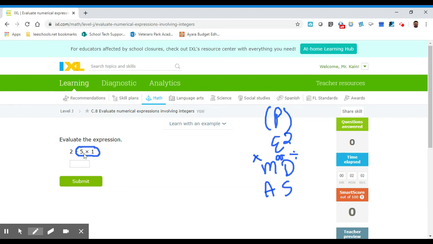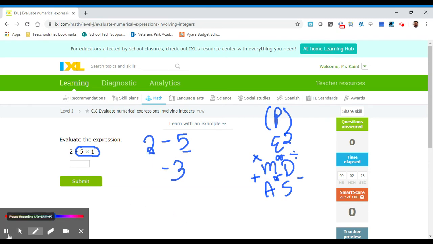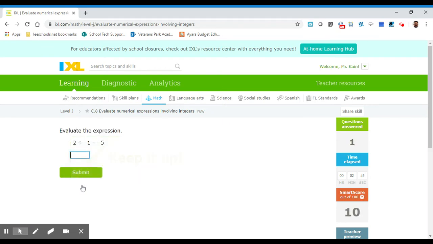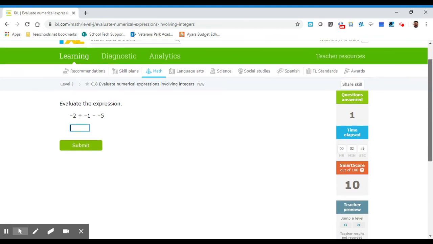Okay, so -5 times 1 is -5. So this is the same thing as 2, and then the -5 goes right there. Now we are at the add or subtract step, and whatever comes first, left to right, and we're only left with 2 minus 5. Different signs mean subtract, so 5 minus 2 is 3. And then we're going to take the sign of the larger number, so it would be -3. Okay, so let's go ahead and click submit. Right, keep it up, it says. Good, thank you. That's very encouraging.